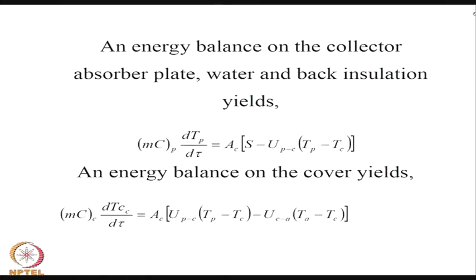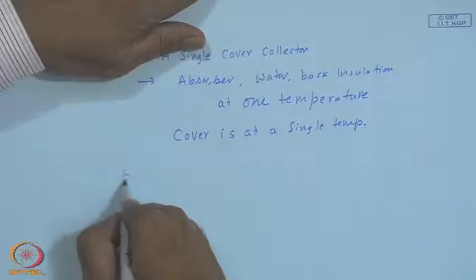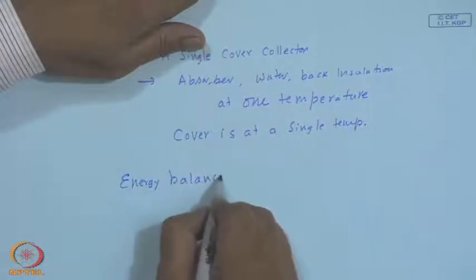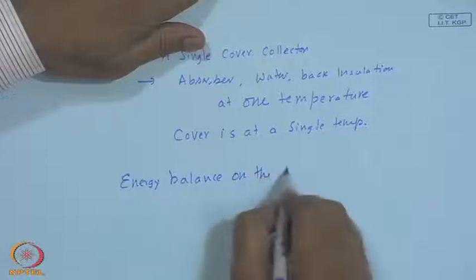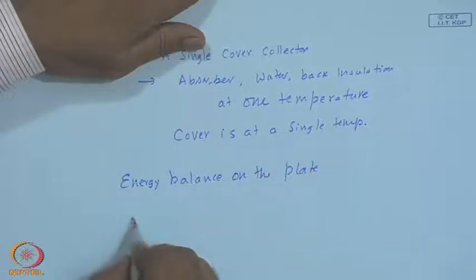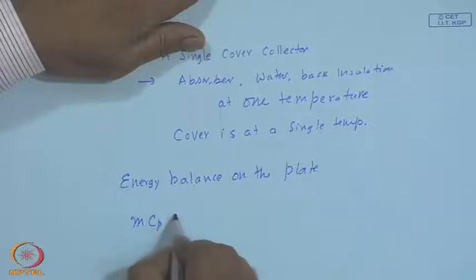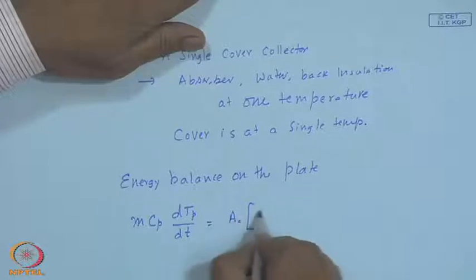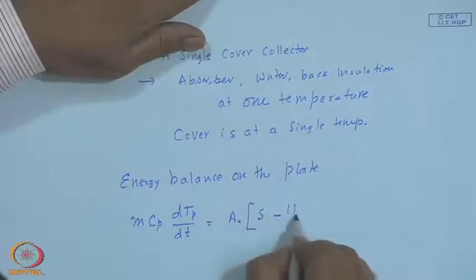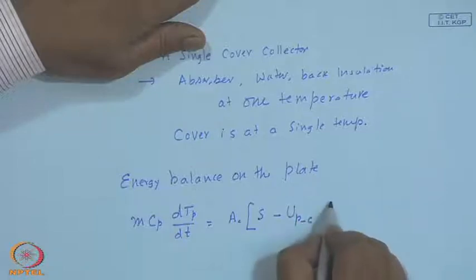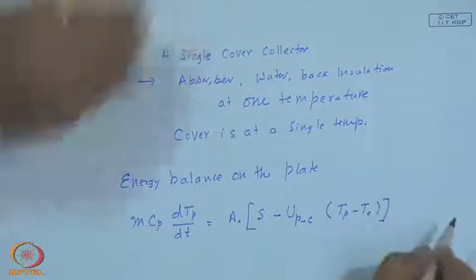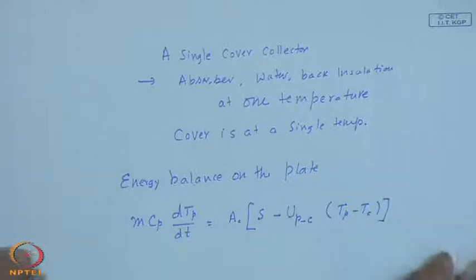So, if I make an energy balance on the plate, it will give me mass times specific heat times rate of change of temperature with time, which should be equal to A_c into the absorbed radiation minus whatever is the loss coefficient between the plate and the cover times the temperature difference between plate and the cover. So, a simple energy balance on the plate.